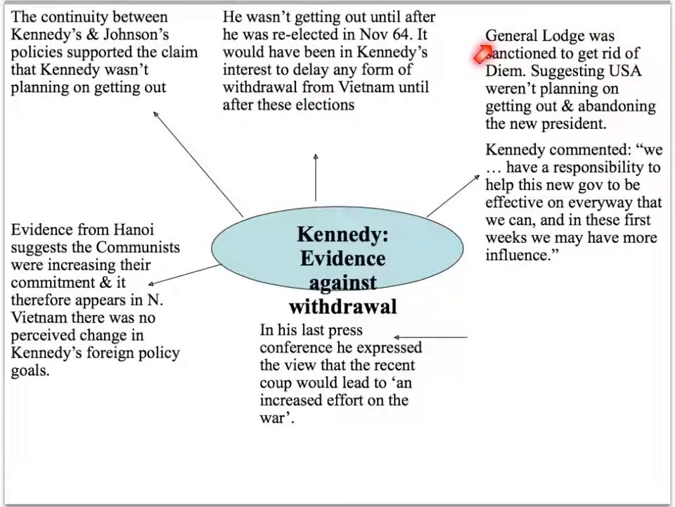Ambassador Lodge was sanctioned to get rid of Diem, suggesting that the US weren't planning on getting out and abandoning any new president, just Diem. Kennedy commented, "We have a responsibility to help this new government to be effective in every way that we can, and in these first few weeks we must have more influence." In his last press conference, he expressed the view that the recent coup would lead to an increased war effort in Vietnam.